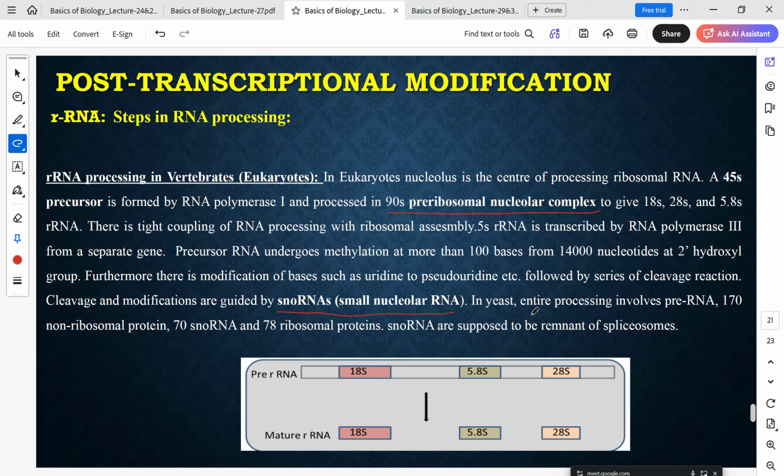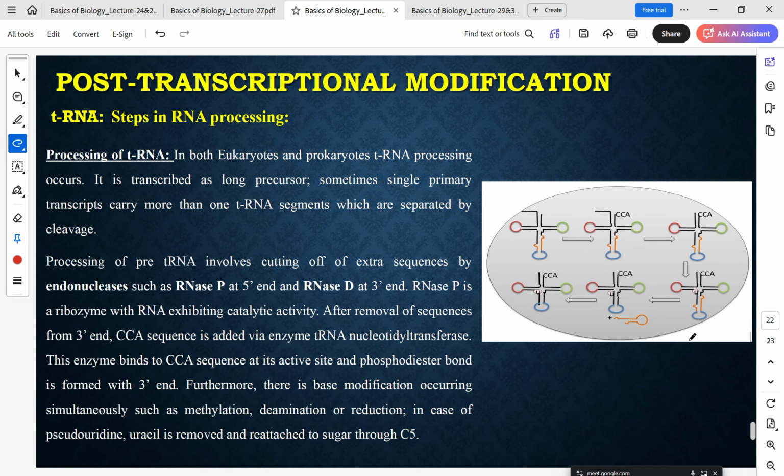In case of yeast, there is a pre-rRNA that gives rise to 170 non-ribosomal proteins, 70 snoRNA, and 78 ribosomal proteins. So essentially, snoRNAs are somewhat related to spliceosomes.